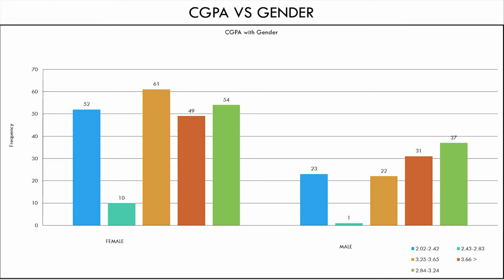For the graph of CGPA versus gender, the female is higher than the male students. This is because 61% in 3.25 until 3.65 is the highest CGPA in female, while for male the highest is 37 people in 2.84 until 3.24. The lowest female is 10% in 2.43 until 2.83, while the male lowest is also 2.43 until 2.83.